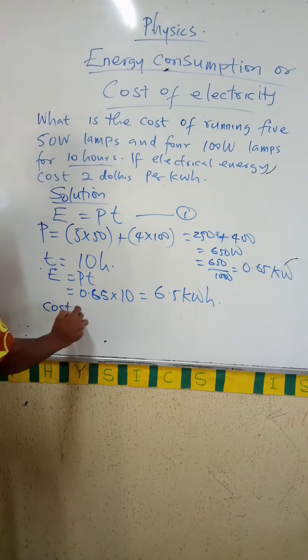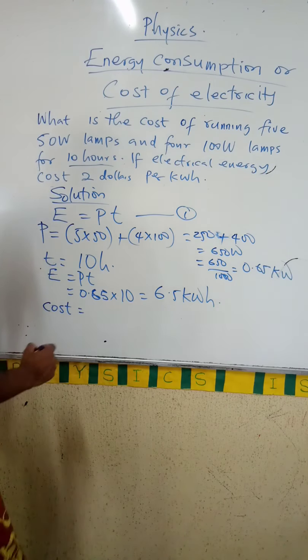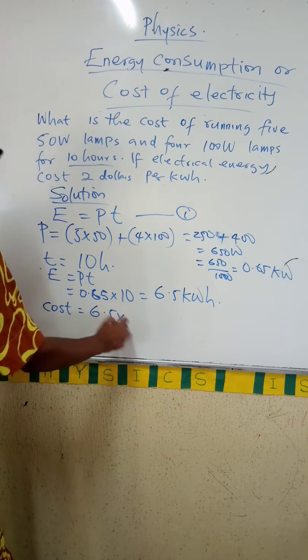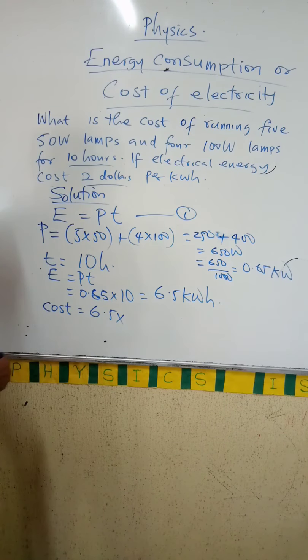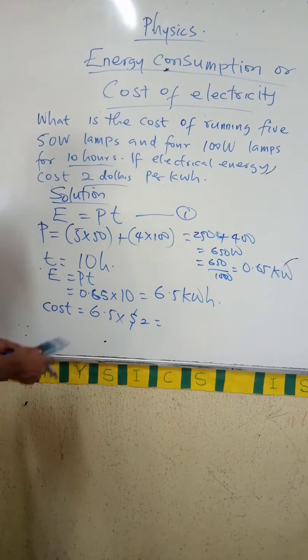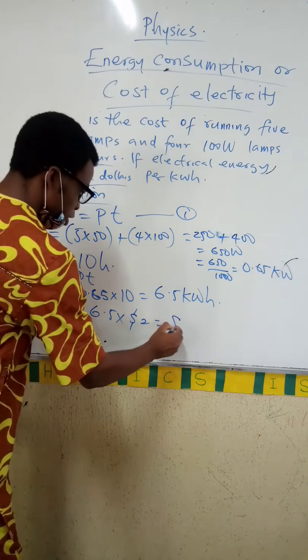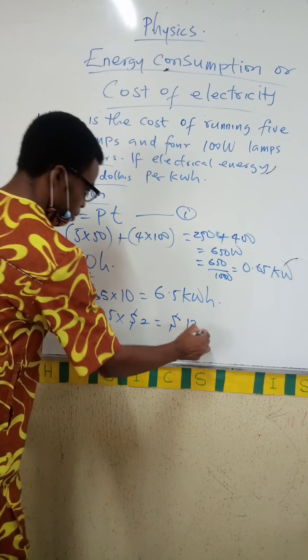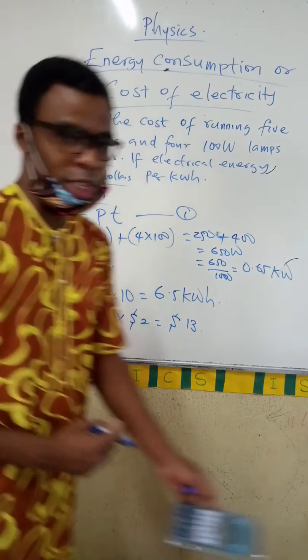Let's calculate the cost. 6.5 times the amount, which is $2, and that will give us 6.5 times 2 dollars. Let's take more examples.